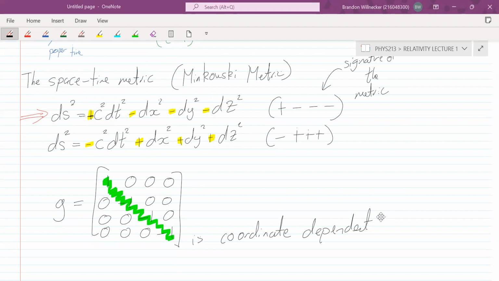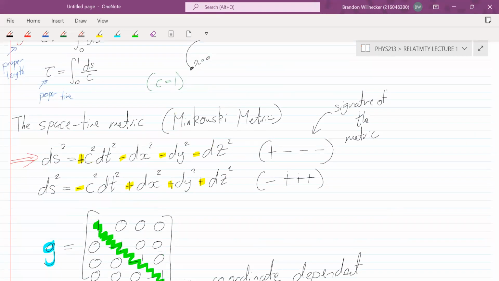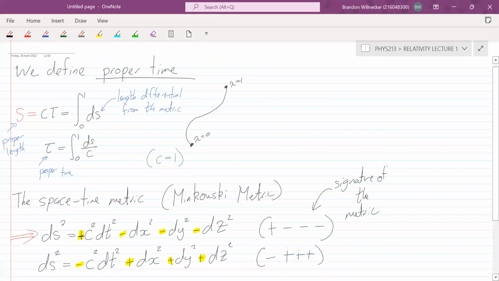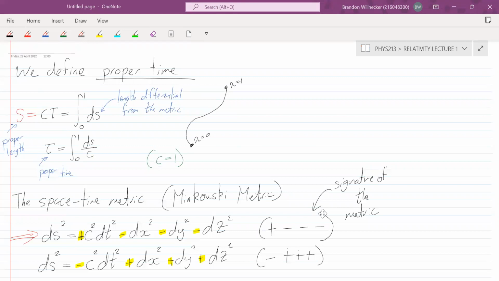But that's just the look. It just looks different in a different coordinate system. The actual metric G doesn't change. We will look later on at how we go between coordinate systems and actually prove that it doesn't change. So that's the metric. That is the length differential we're going to be using. This way of measuring lengths defines our space-time metric, or the geometry of space-time. We're going to take this and substitute it into our proper time formula over there and calculate some things.